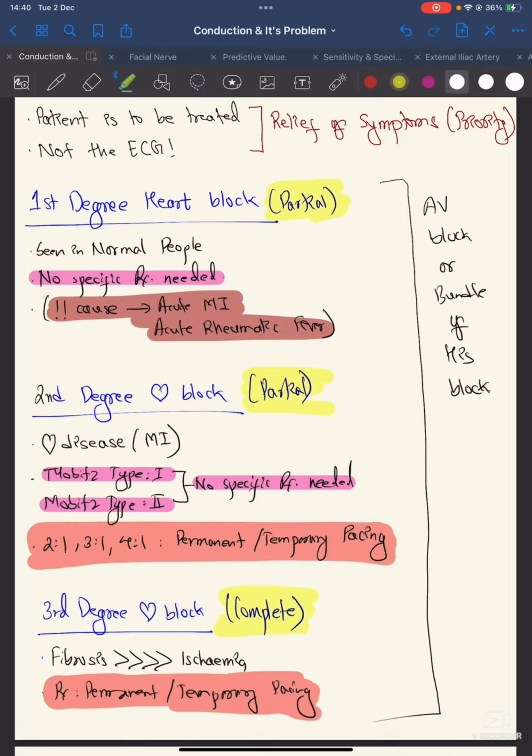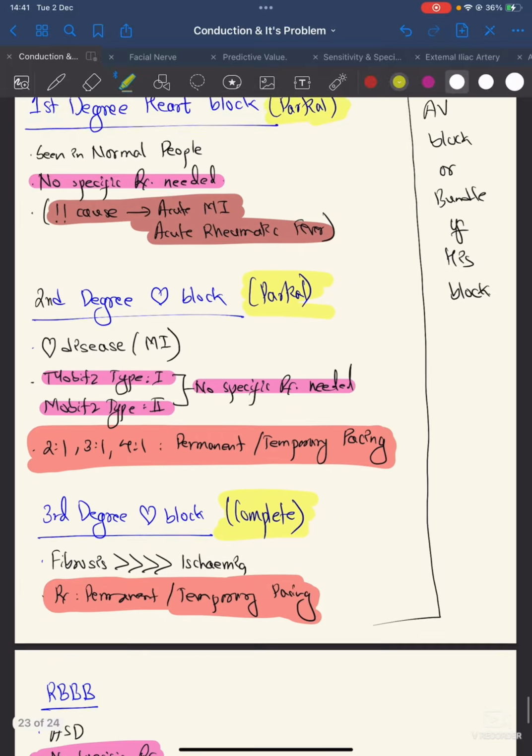The first degree heart block is seen in normal people, and no specific treatment is required for them. But we must keep in mind that the cause may be acute MI or acute rheumatic fever. So if you see the first degree heart block, the partial heart block in the AV node, no specific treatment is required. It is generally seen in normal people, but we must be aware that the patient might be having acute MI or acute rheumatic fever. You can do the investigation for it, and if you find anything, then you can manage it, and if you do not find it, no treatment is required for the first degree heart block.